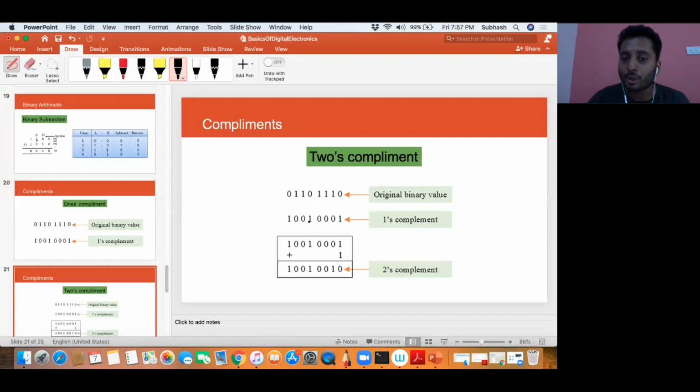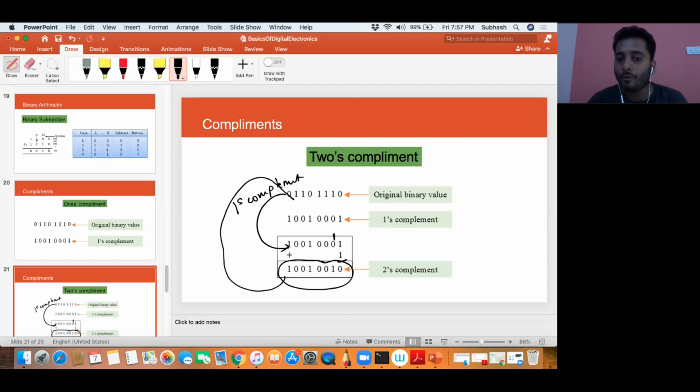Now I want to figure out the 2's complement. If I add 1 to this 1's complement, that becomes the 2's complement. I am adding 1 to the 1's complement of this number. 1 and 1 is 0 with 1 carry, according to the table we studied: bit 1 plus bit 1 is equal to 0 with 1 carry. Then 1 plus 0 is 1, and the rest remains the same. So this is the 2's complement of this value.